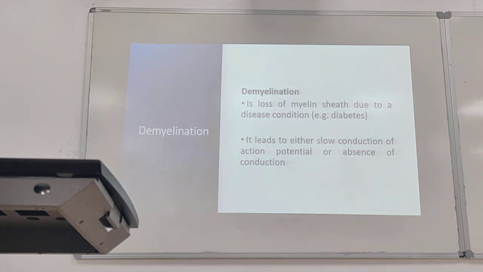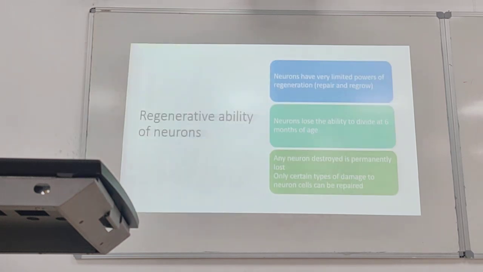And do you know a big disease, MS? Multiple sclerosis. It is very common. So you will be getting many patients in whom you will be helping them with their physical activities which are due to demyelination. So what is the effect? It leads to slow conduction of the action potential or complete absence of conduction because of demyelination.